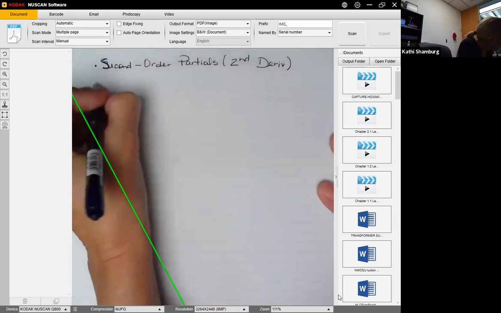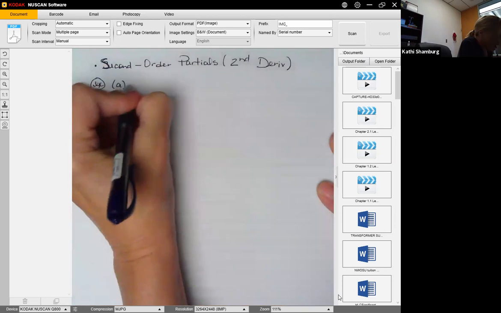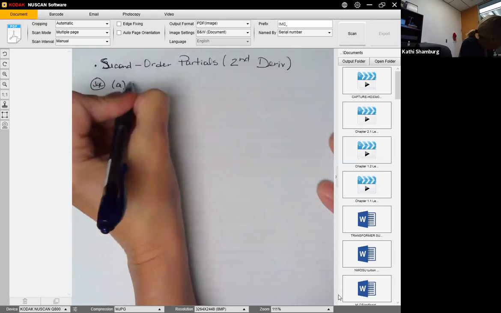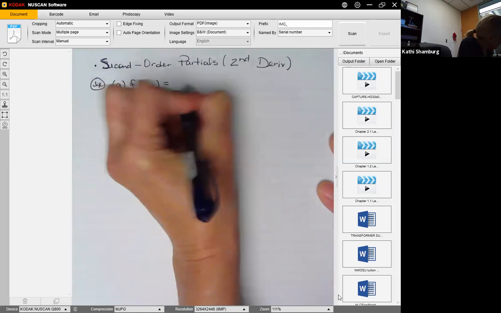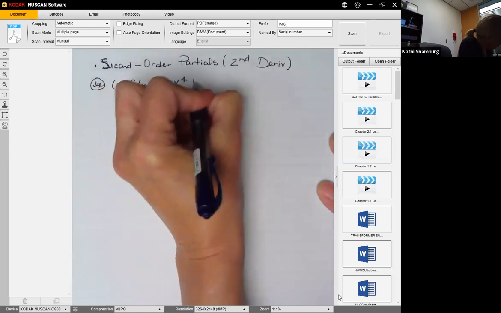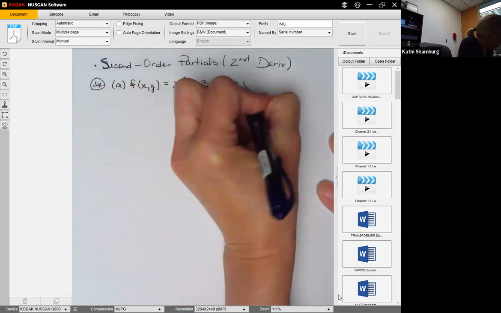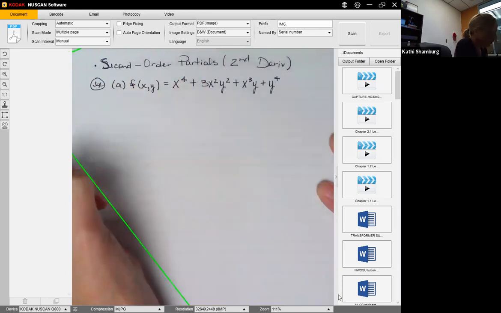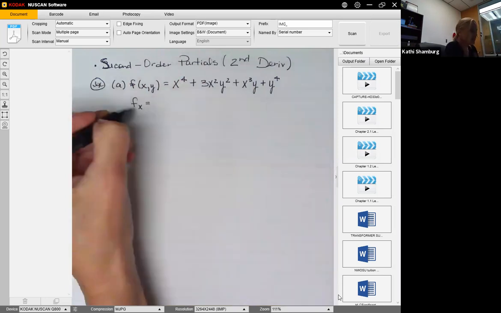All right, so let's look at an example because there are lots of different things that are going to be happening here. So we have the function f of x y is x to the fourth plus 3x squared y squared plus x cubed y plus y to the fourth. All right, so we're first going to take the derivative with respect to x. This is the first derivative, okay?